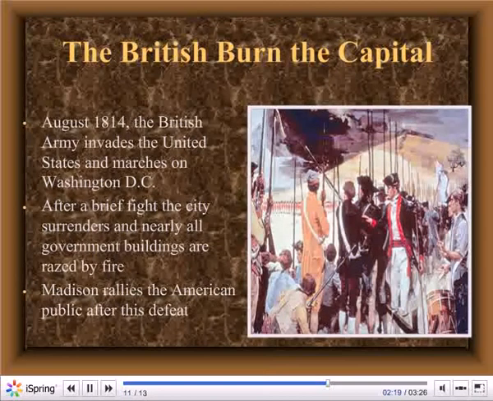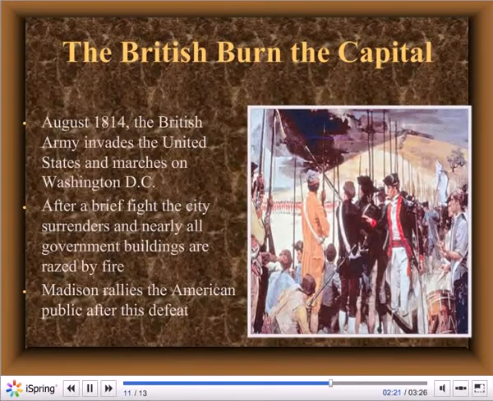In August 1814, the British Army invades the United States and marches to Washington, D.C. There's a brief fight, and the city surrenders, and the government buildings are burned. Madison rallies the American public after this defeat.